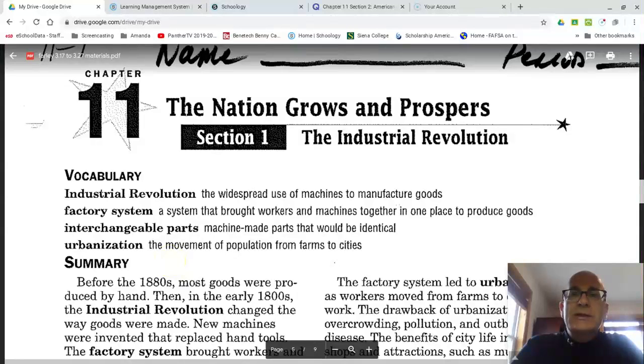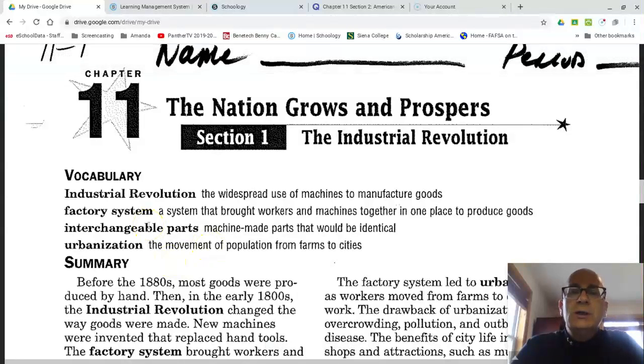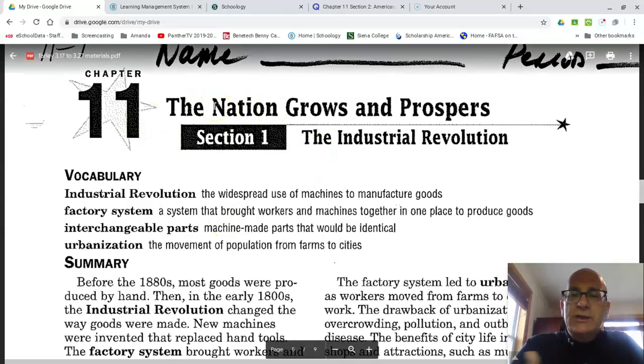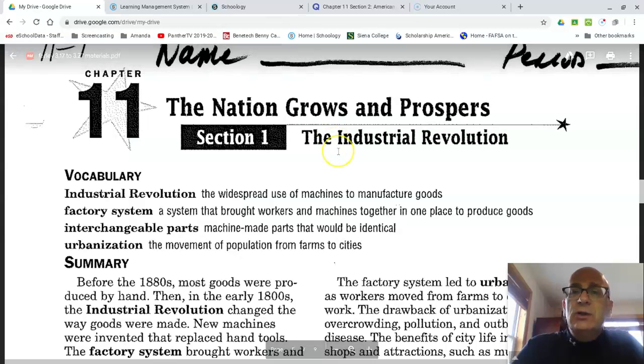Okay, ladies and gentlemen, this is Chapter 11, Section 1, the Industrial Revolution. We're going to look at Chapter 11, which the entire chapter is called The Nation Grows and Prospers. And 11.1 is going to deal specifically with the Industrial Revolution.